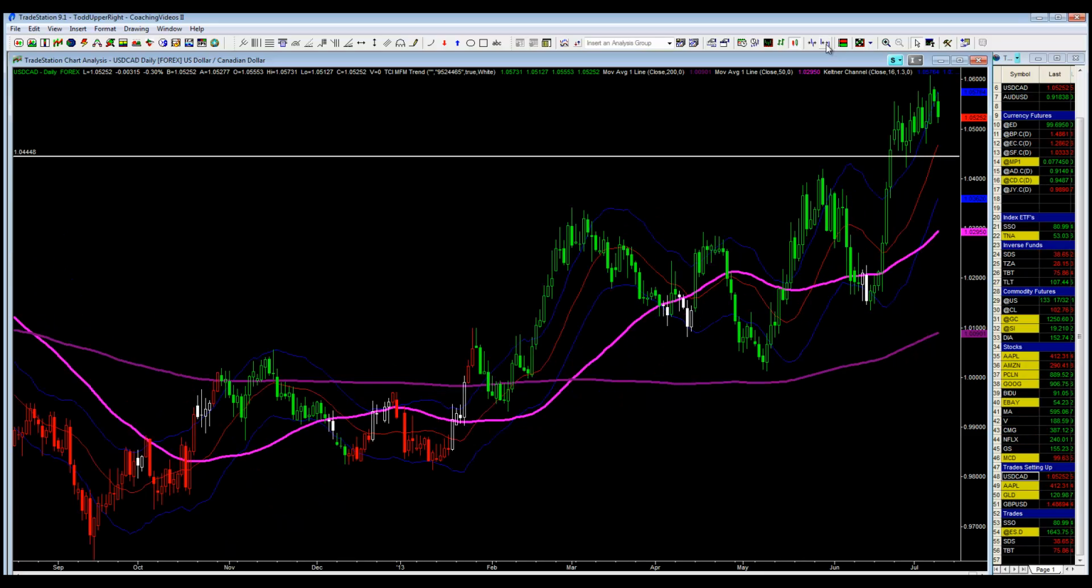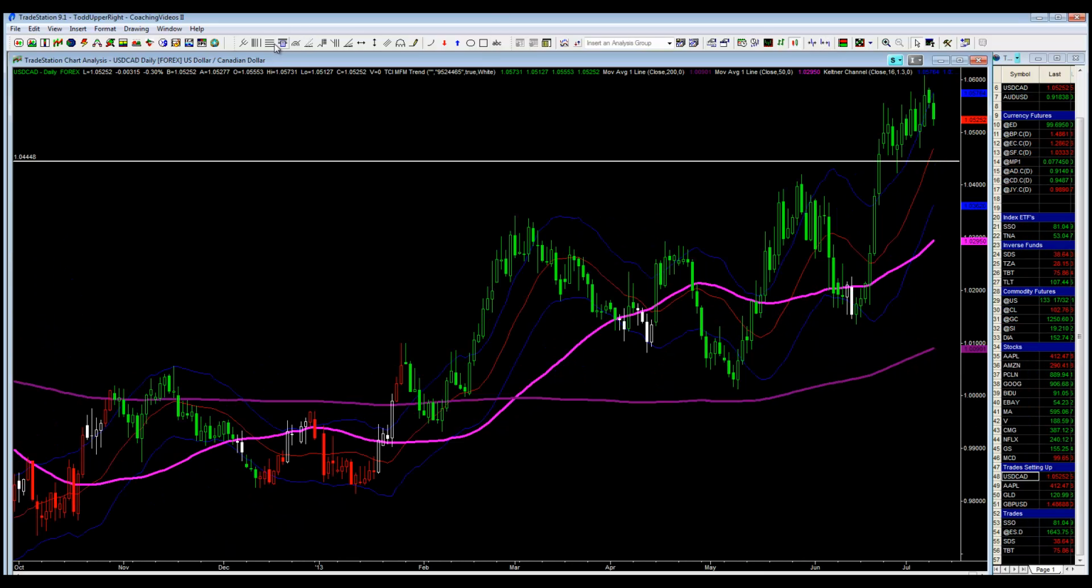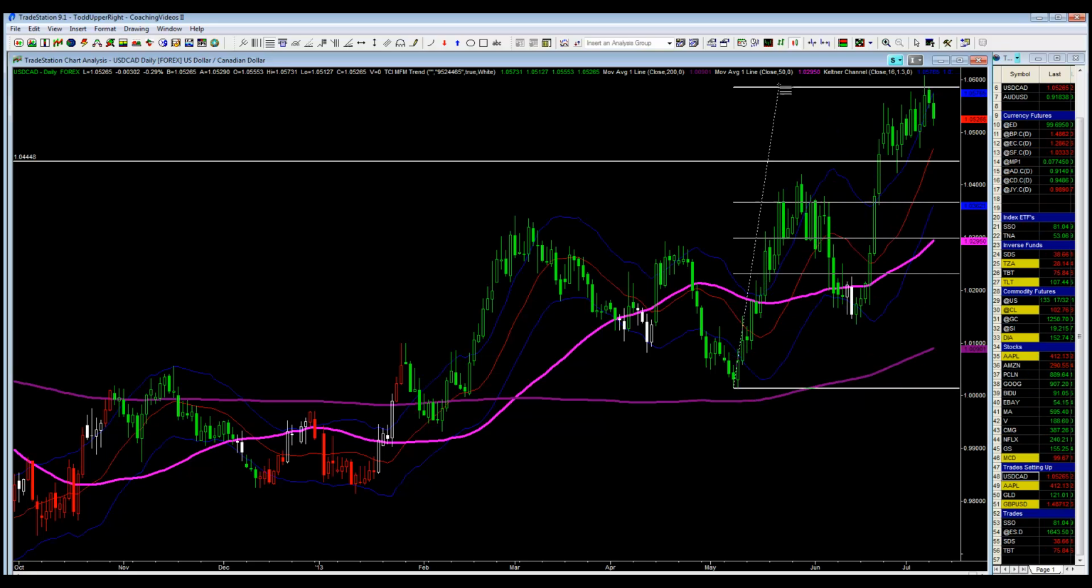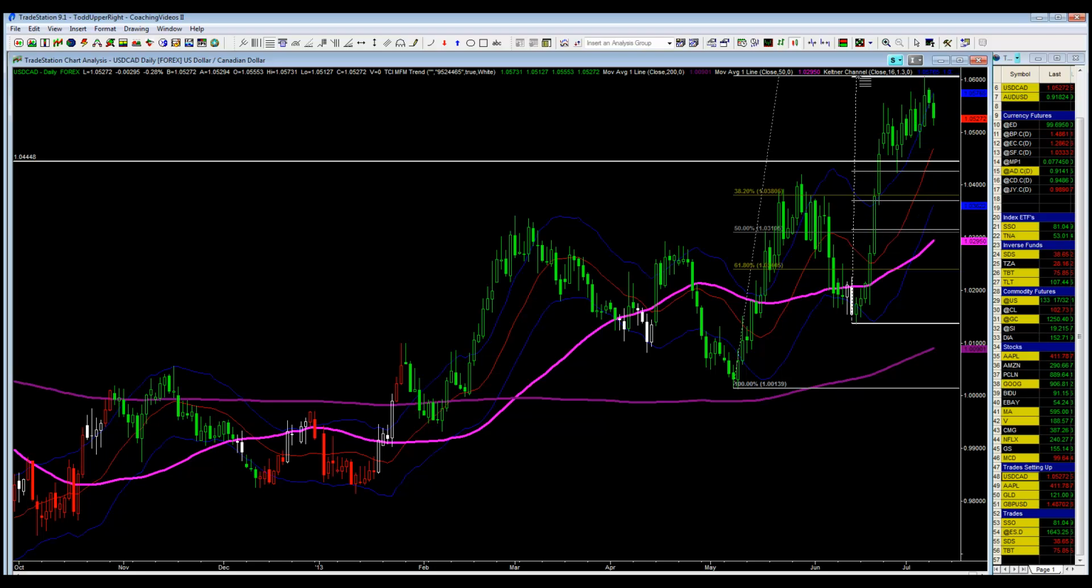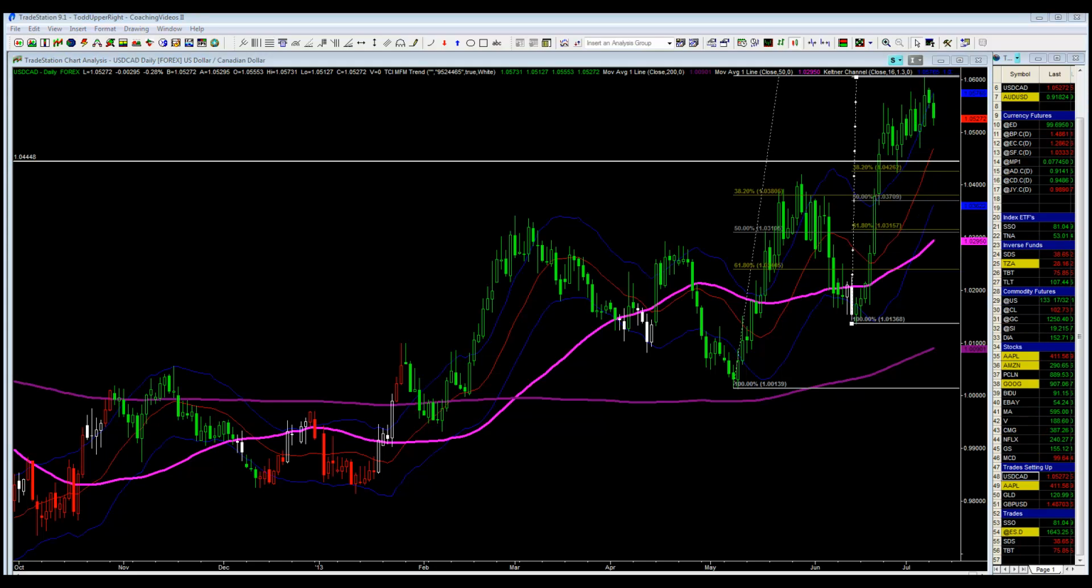We know we took out that high, so I'm going to back it up a little bit. I'm going to measure some Fib Retracements, okay? I'm going to measure from this low right here to that high, and then I'm also going to measure from this low to this high. Okay, so again, we measured from this low to high, and then this low to high.